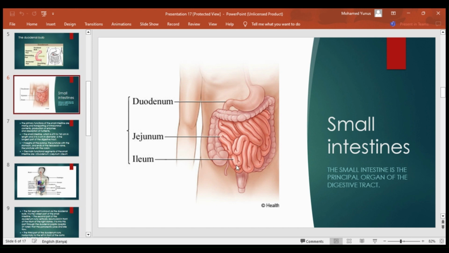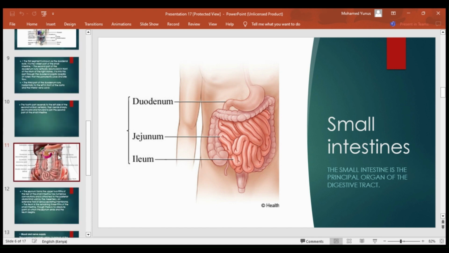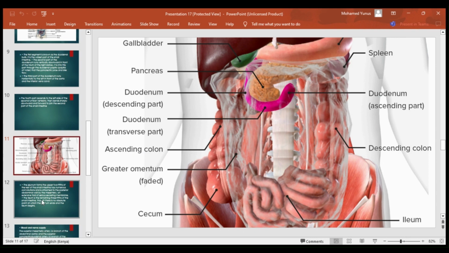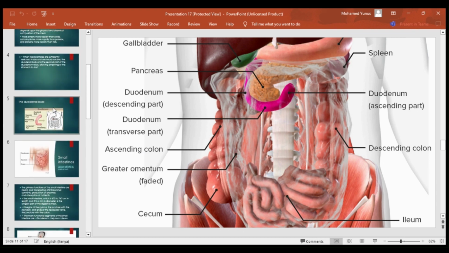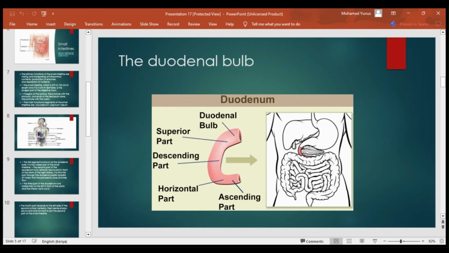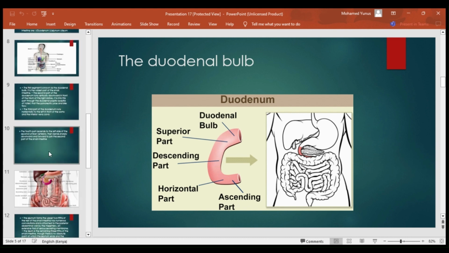Let me show you the ileocecal valve. It's somewhere here. Let me show you a clearer picture so that you can relate. No, not this one. Let me go. I think I failed to add it in my slide.